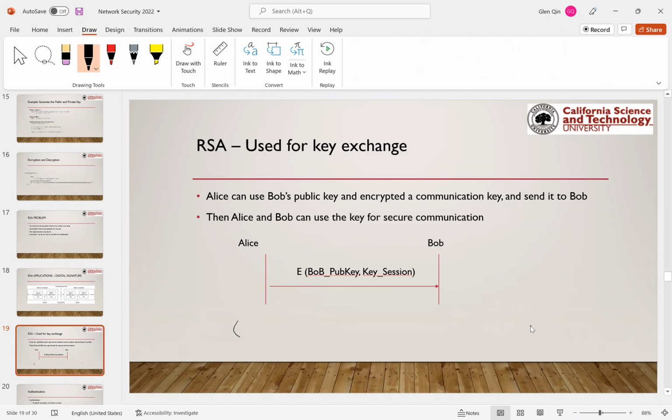I have a pair of keys for the asymmetric one, right? One I call the private key, another key I call the public key. It doesn't matter which one is public and which one is private. Basically, in asymmetric encryption and decryption, I have two keys. You pick one as public, and the other will be private. I have a pair of keys, private and public.